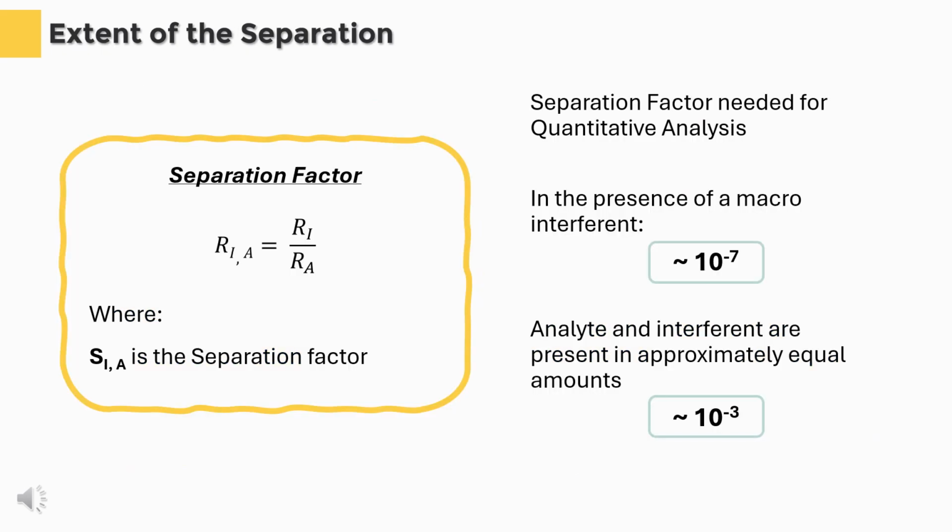The extent of the separation using a separation factor is defined as Si equals Ri over Ra, wherein Si is the separation factor. In general, a separation factor of approximately 10 raised to negative 7 is needed for the quantitative analysis of a trace analyte in the presence of a macro interferent, and 10 raised to negative 3 when the analyte and interferent are present in approximately equal amounts.